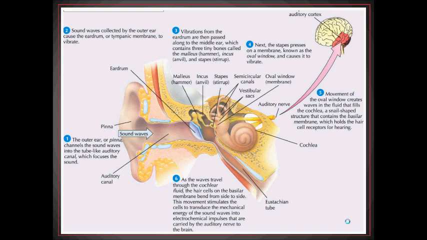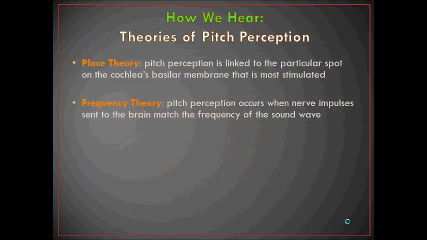We have various different structures along the way that move and vibrate as a result of sound waves, and the information essentially just gets sent and kind of translated onward and onward into the rest of our ear, and then eventually turns into that neural impulse.